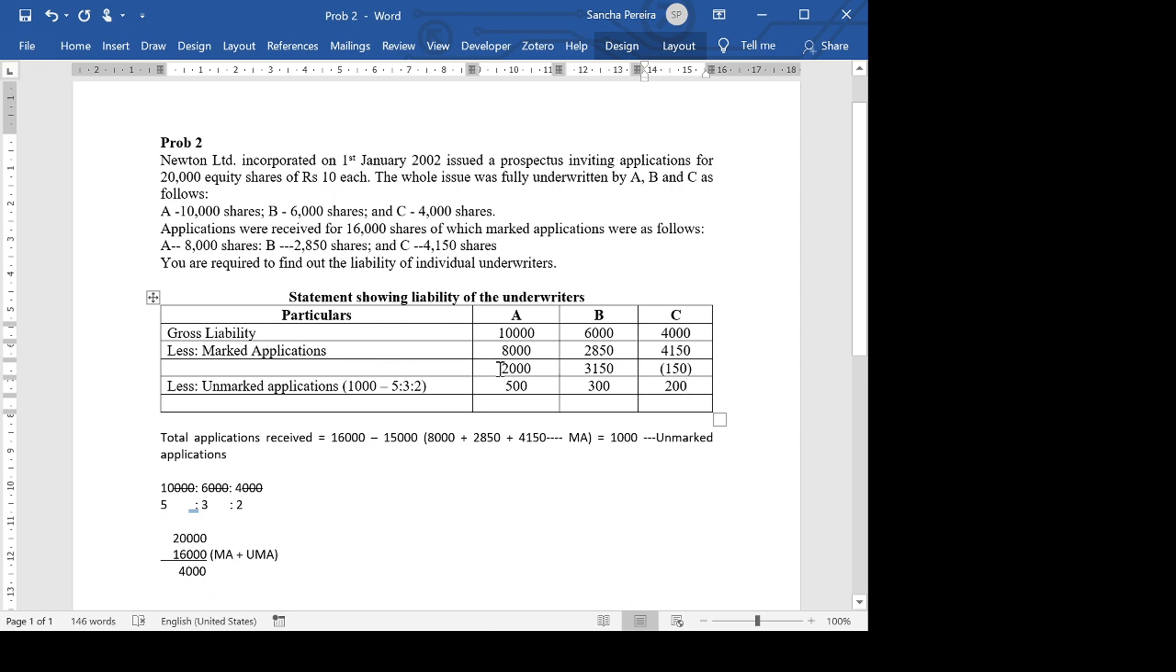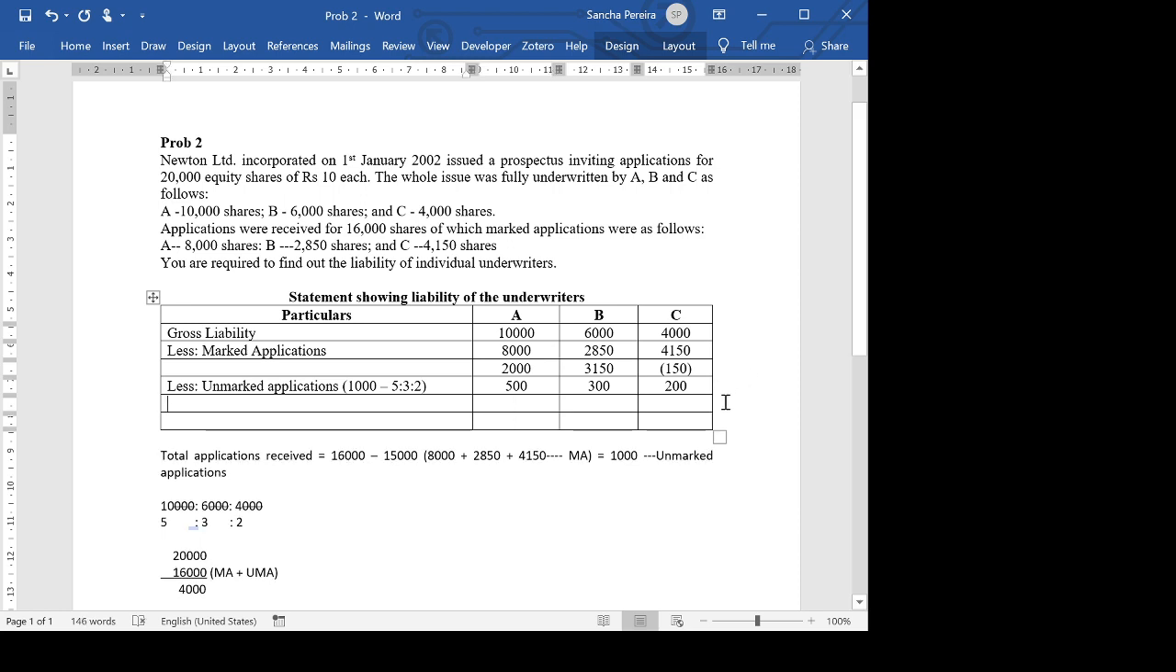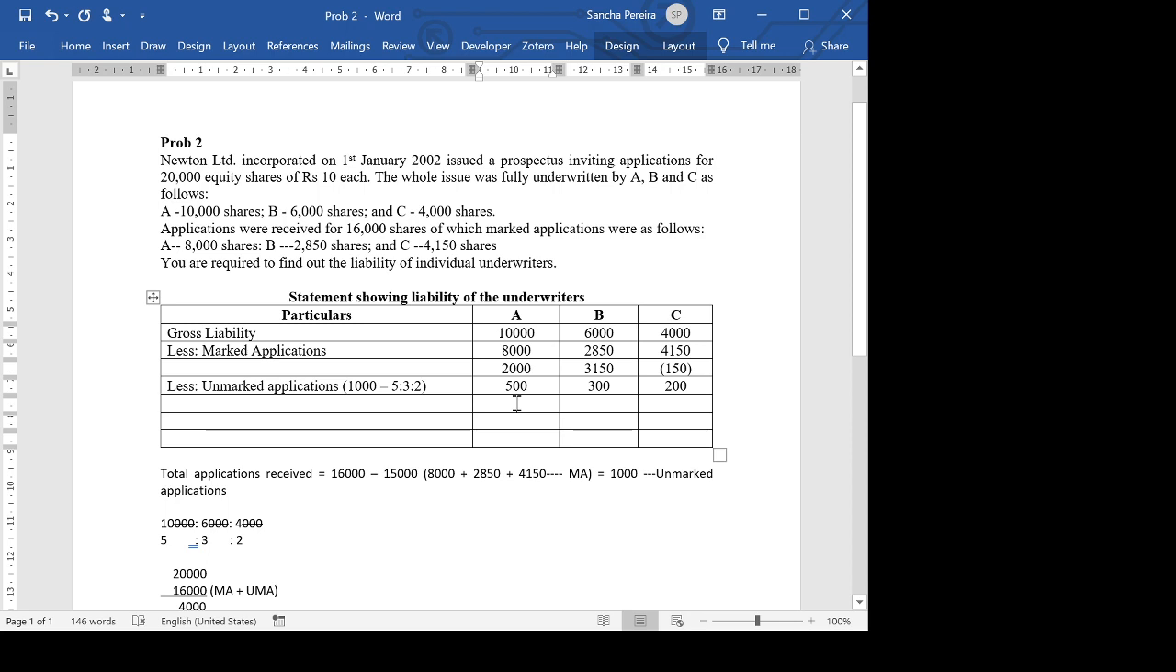So basically, A's liability after minusing the marked applications had come down to 2000. Now it's come down to 2000 minus 500, which is 1500. B's has come down from 3150 minus 300 unmarked applications which have been divided in his favor. That has come down to 2850.